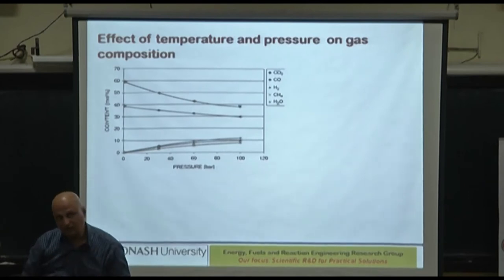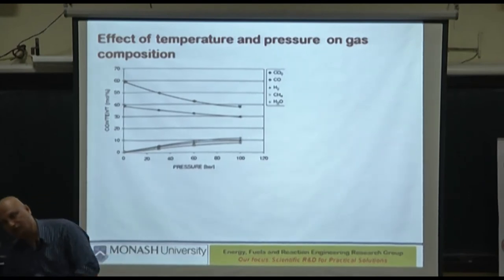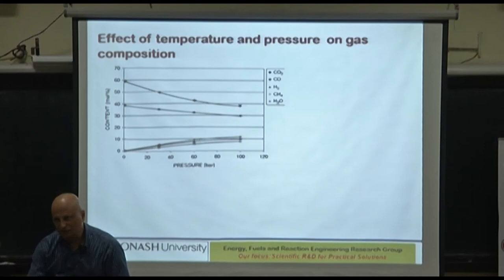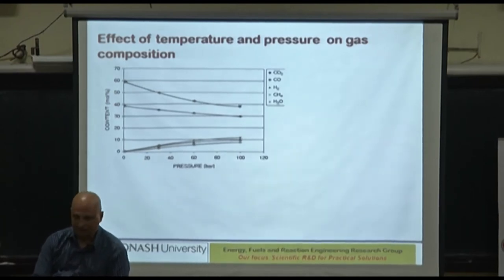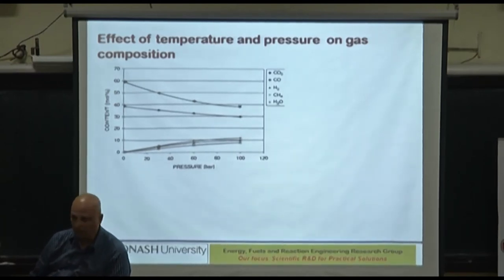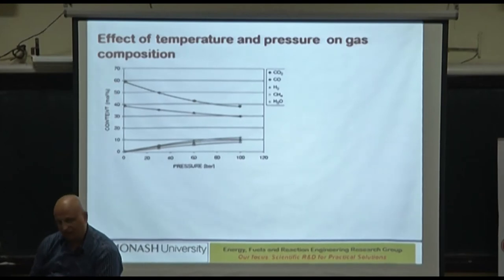Yeah, see, instead of oxygen, if you use high pressure steam, you still have to supply the heat. So how do you supply heat at high pressure? You have to fall back on oxygen.